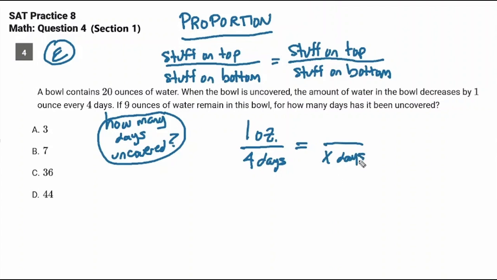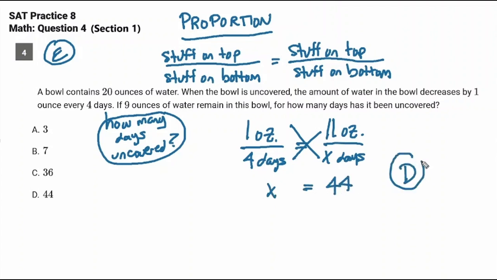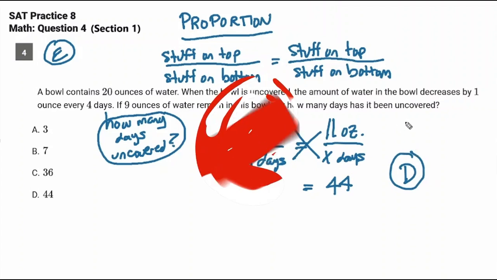Here's the minor twist. If 9 ounces remain, you started with 20 ounces. How many ounces went away? 11 ounces. So let's just cross multiply. It's going to be x equals 4 times 11, which is 44. That's answer choice D. And that's it. It's easy. Get it right and move on.